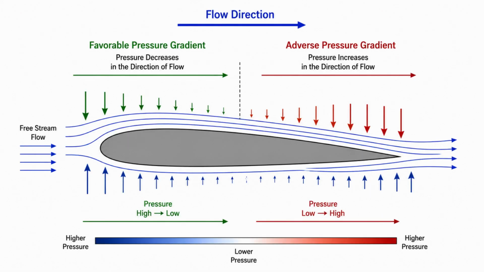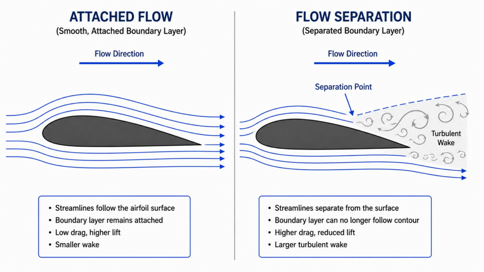As air flows around an airfoil, it experiences changing pressure. Sometimes the pressure decreases in the direction of flow. Other times, it increases. When pressure increases in the direction of the airflow, we call this an adverse pressure gradient. An adverse pressure gradient forces the airflow to slow down. If the air inside the boundary layer loses too much momentum, it may no longer have enough energy to continue following the surface. When the airflow can no longer follow the contour of the wing, it separates from the surface. This phenomenon is called flow separation.